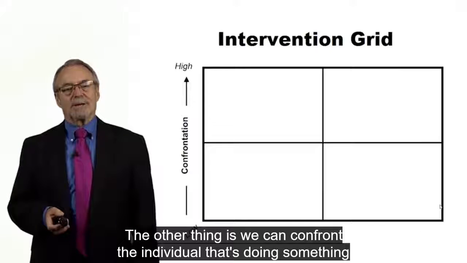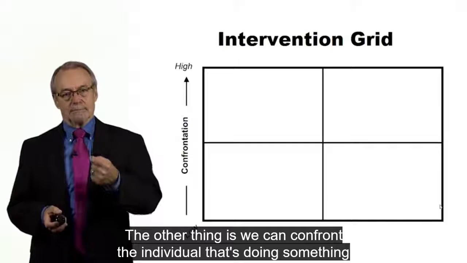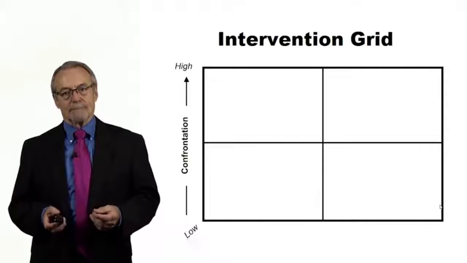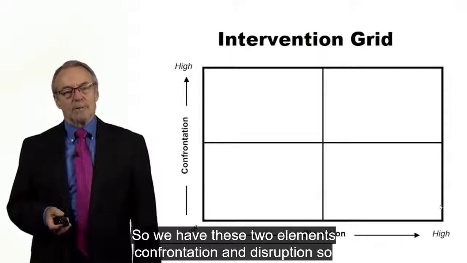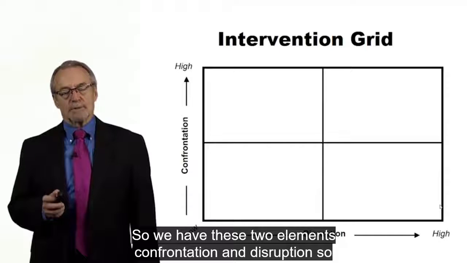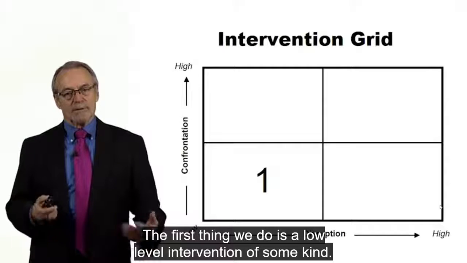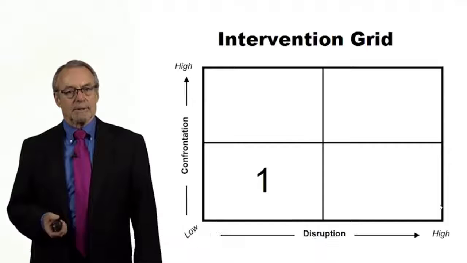The other thing is we can confront the individual that's doing something that is making it difficult to work with them. So we have these two elements, confrontation and disruption. So what do we do with this? The first thing we do is a low-level intervention of some kind.